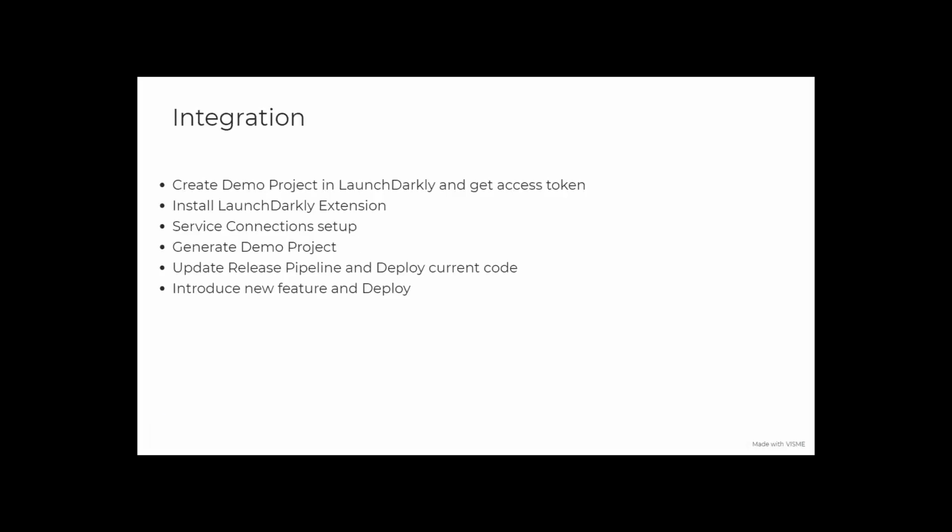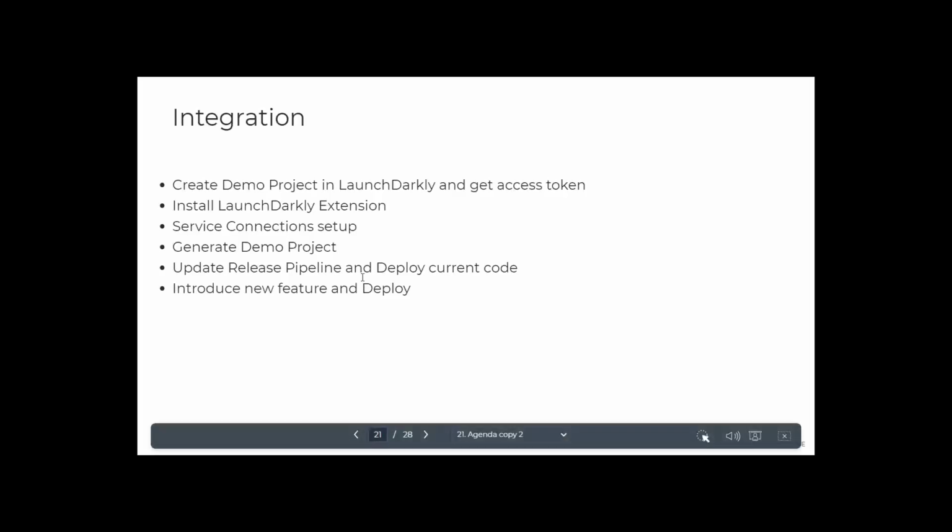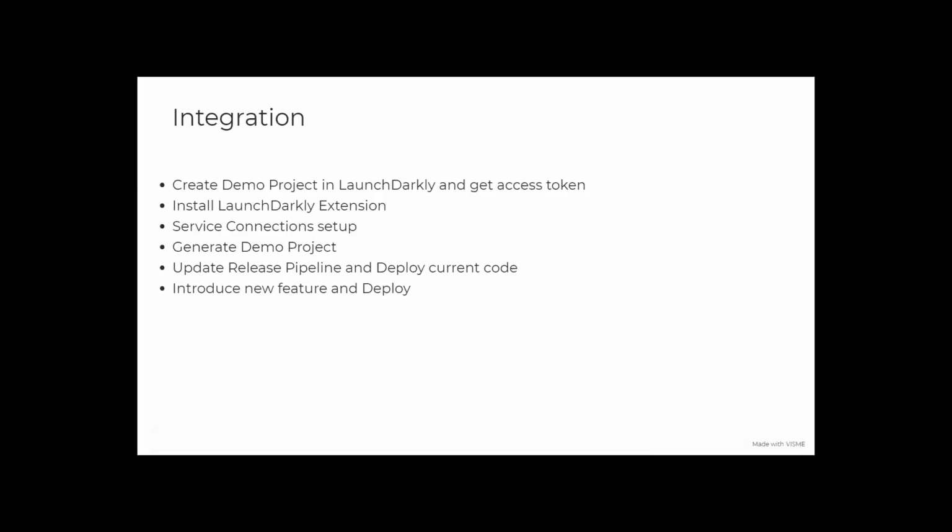And after that, I saw one demo project, which is for ASP.NET Core. We can create the demo project, then update the release pipeline and deploy the current code, whatever is there. Then they give some other code for the new feature, and we try to test it from Azure DevOps. Okay, so this is what we are going to see in the demo.